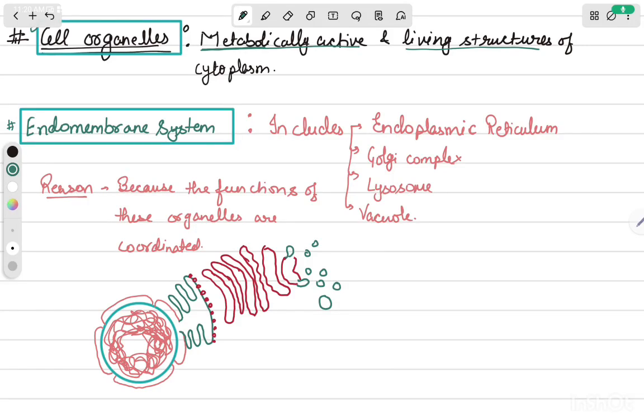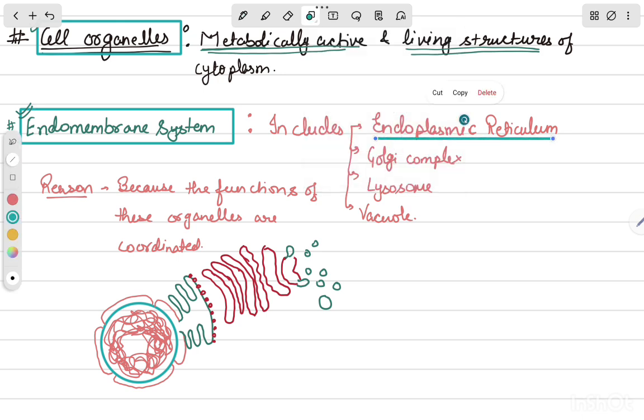Students, today we'll discuss cell organelles. Cell organelles are metabolically active living structures of the cytoplasm, right? In cell organelles, first we'll discuss the endomembrane system. In the endomembrane system, we have a total of four organelles. What are those four organelles? These are the endoplasmic reticulum, Golgi complex, lysosome, and vacuole. These four organelles are included in the endomembrane system.